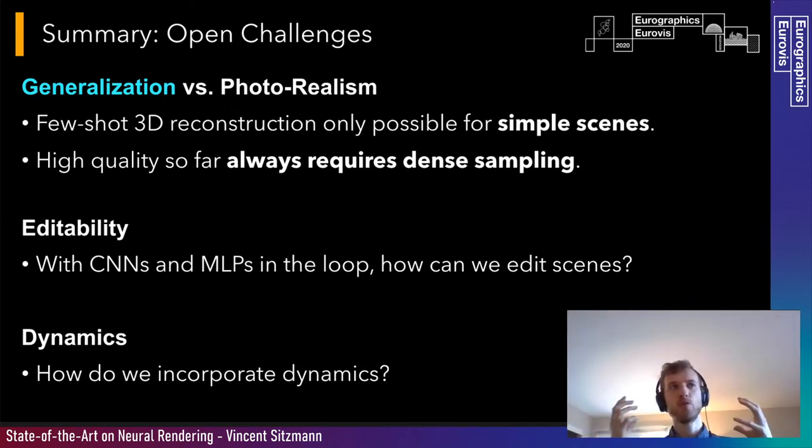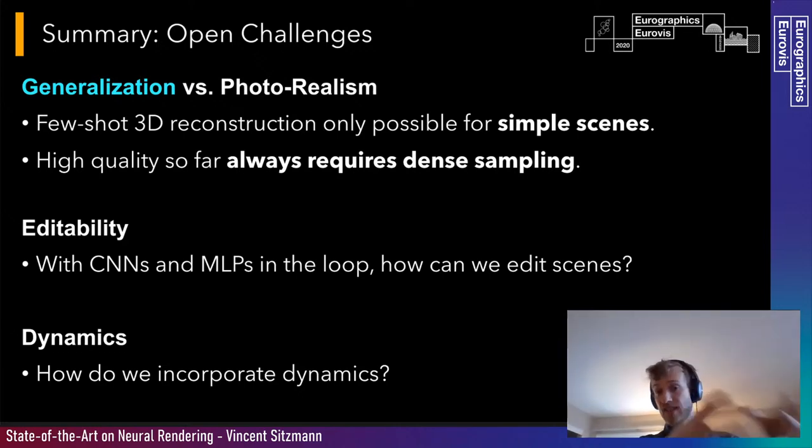Right now, we can do this few-shot 3D reconstruction only for very, very simple scenes, like these car scenes, for instance, or very simple rooms, synthetic scenes. Whenever we want to get high-quality photorealism, we always require dense sampling. Lots of images of the underlying scene. And we can't have both at the moment. We can either have generalization or photorealism. Can't have both. Another question is editability.